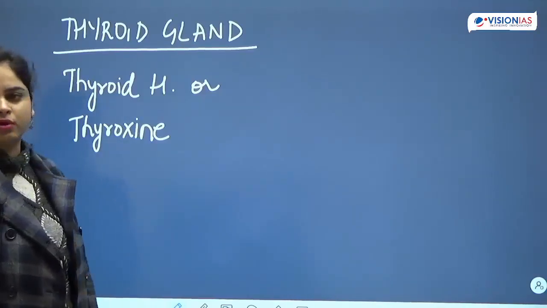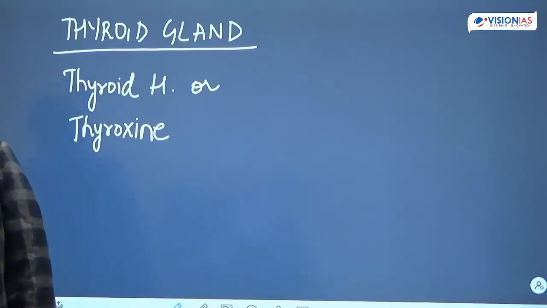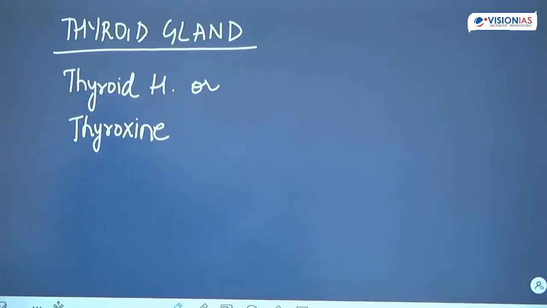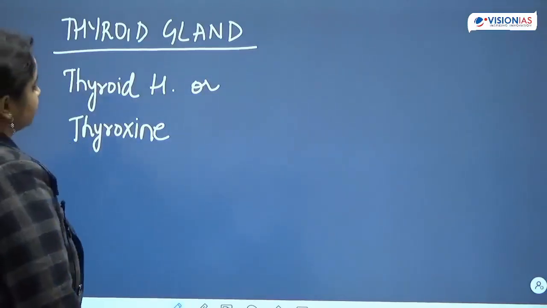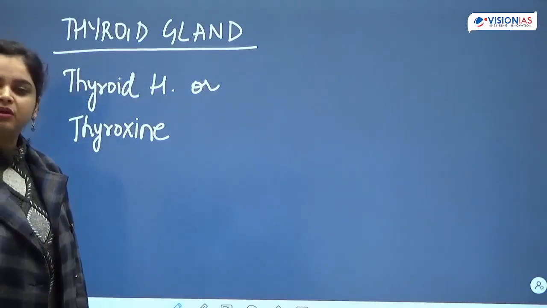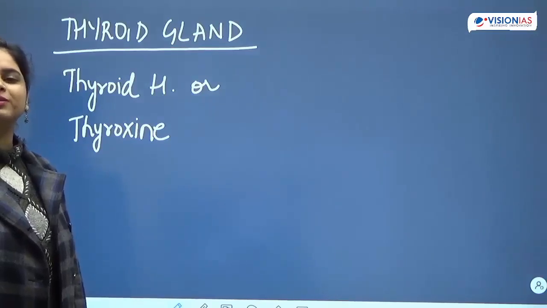Thyroid hormone or thyroxine, it is involved in the metabolism of carbohydrates, fats and proteins. Carbohydrates, fats and proteins. Now see, because it is involved in metabolism, its alteration will also be reflected in that way.